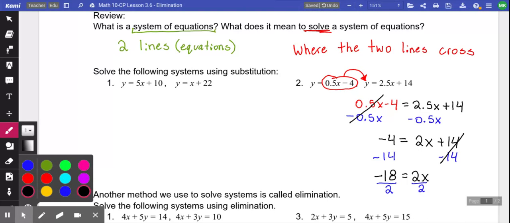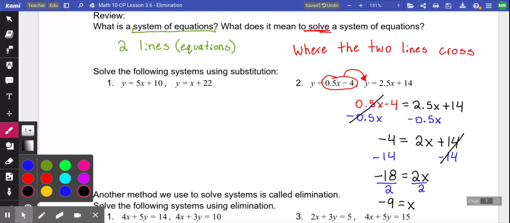When you do that, 18 divided by 2 is negative 9. On the right-hand side, 2 divided by 2 would go away. I now have negative 9 equals x. Perfect. That is half your answer. It's only the x value.